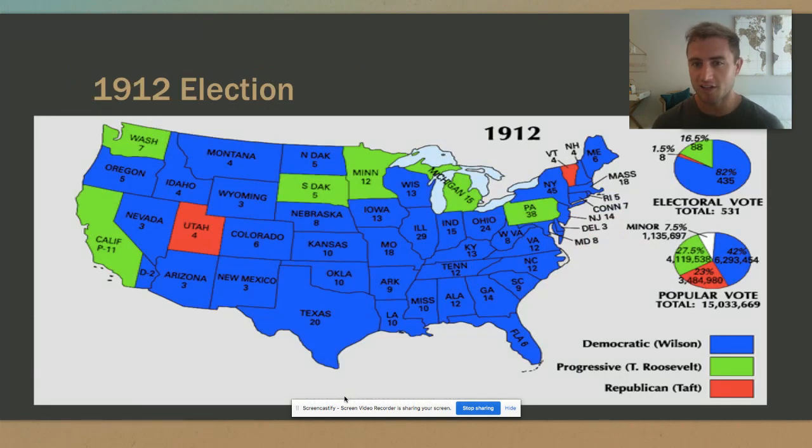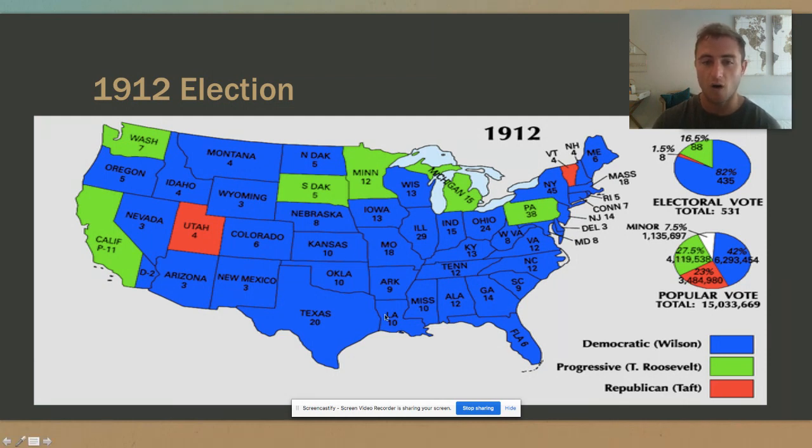If you look at this electoral college map, with the splitting of the Republican Party, Wilson wins in a landslide in the electoral college. The popular vote, much closer. If you can look, 27.5% of the country voted for Teddy Roosevelt in the Progressive Party. This is the strongest third party showing in American history. But if you can see here, the Democrats won the day.